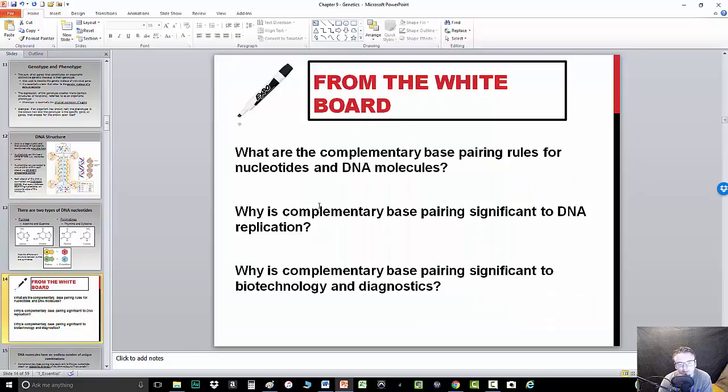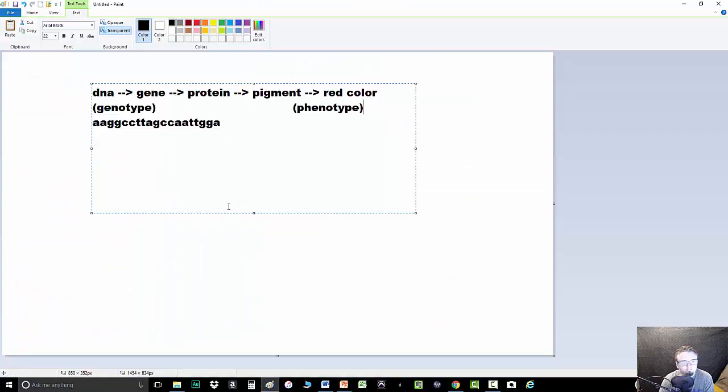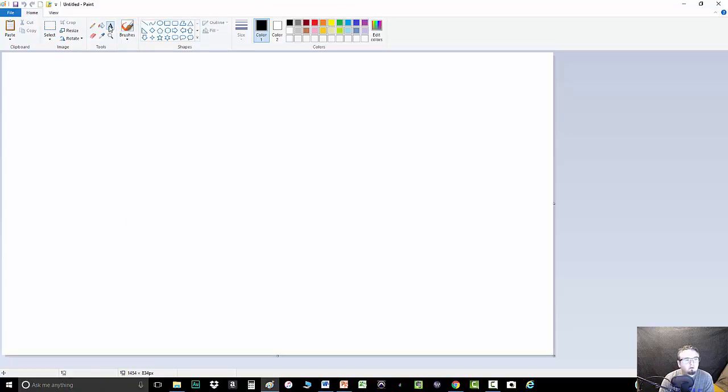Now, one of the questions on here: why is complementary base pairing significant to DNA replication? And really the question should be, why is complementary base pairing significant? It's significant in one big way because it allows for accurate DNA replication. So I'm going to put this in a couple of ways here. First of all, let me back up just a second.